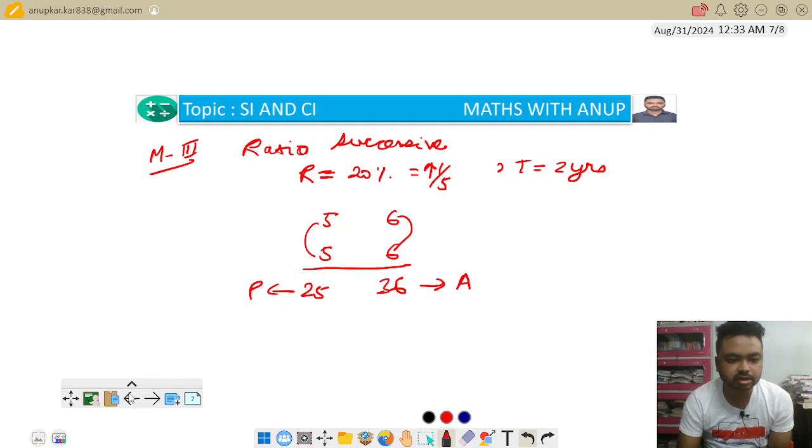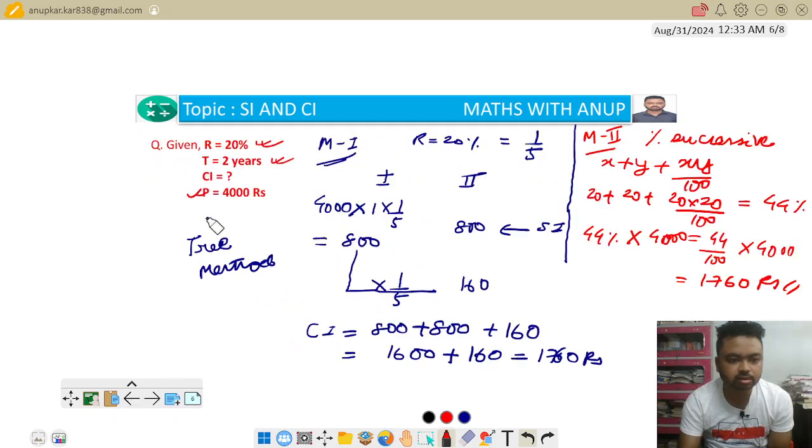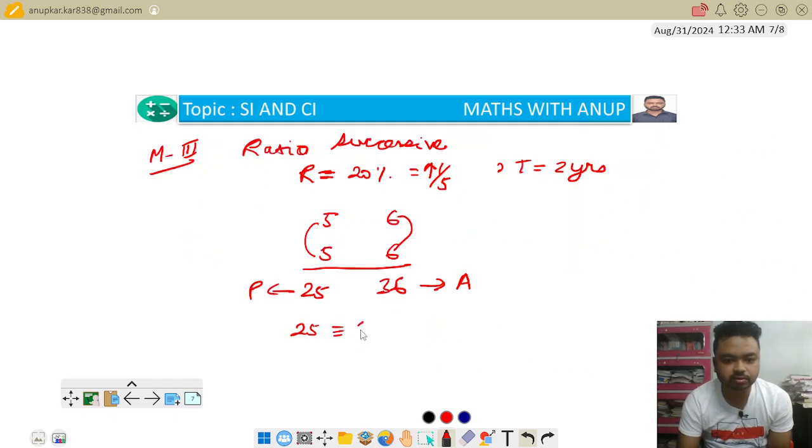And it is given that this principal value is equivalent to how much? 4000. तो हम लोग यहाँ पे लगाएंगे, इक्विवेलेंट टू 4000. तो कितना जाएगा, कितना बार जाएगा? 5 times, and here 800. So 1 ratio is equivalent to 160.